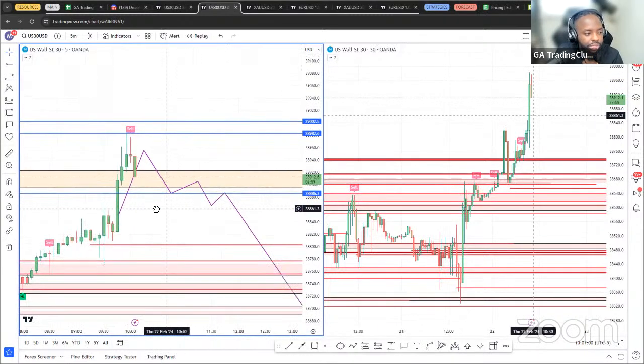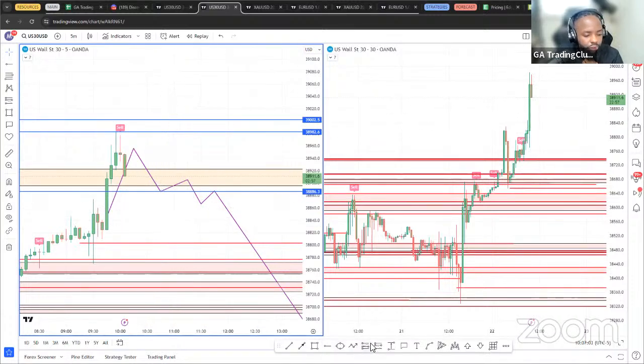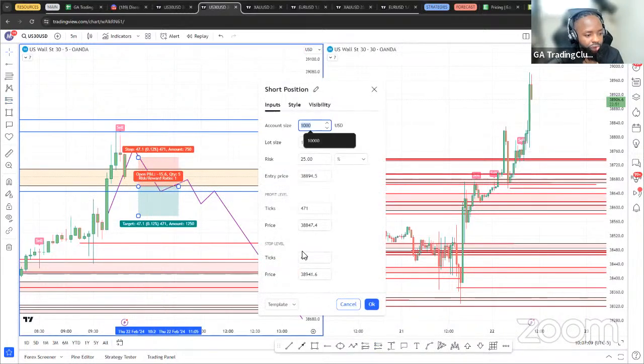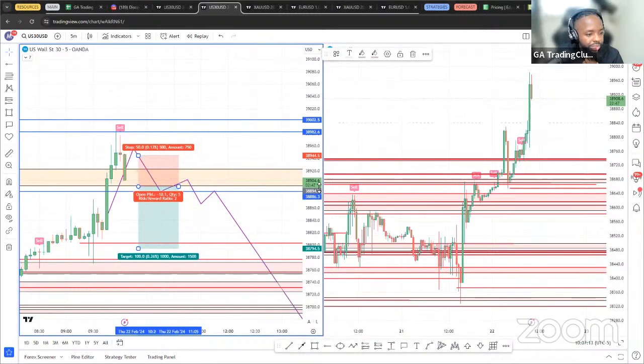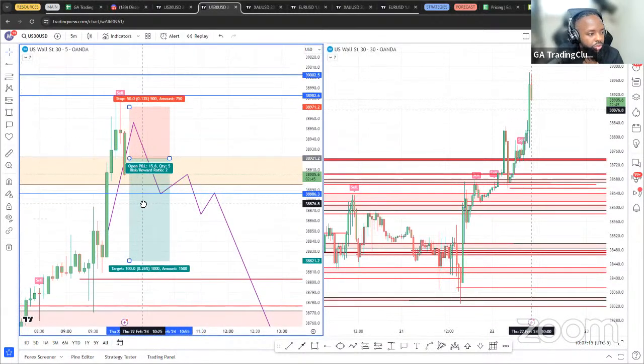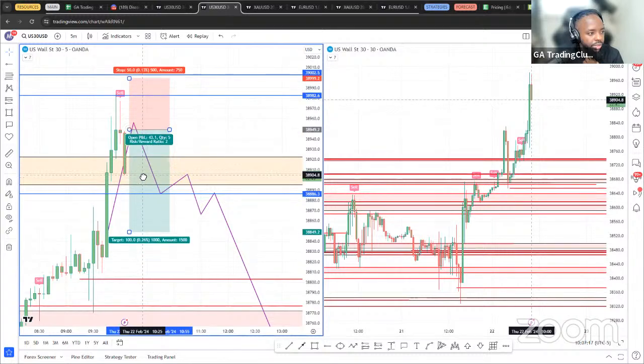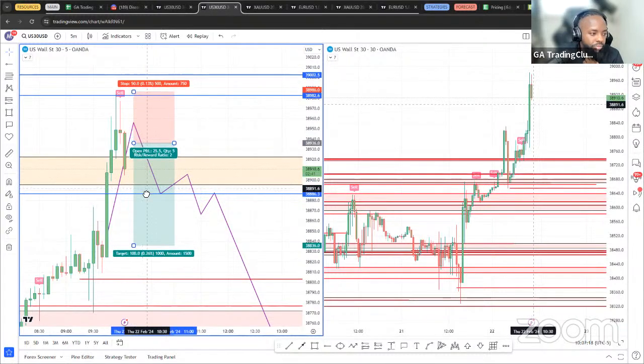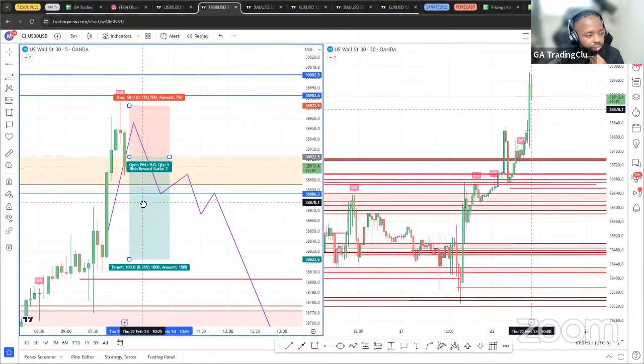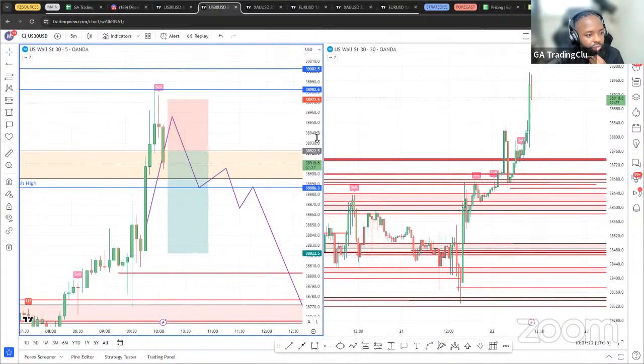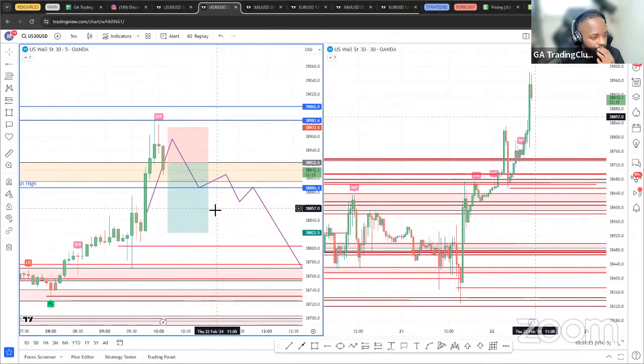So we're coming into that supply zone. This is what we are looking for right here. Ideally, I would want a candle closing below here. But these candles are moving so fast. Let me see how I want to do this. These candles are pretty huge for the stop loss.